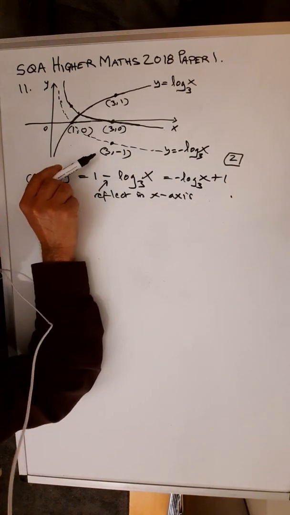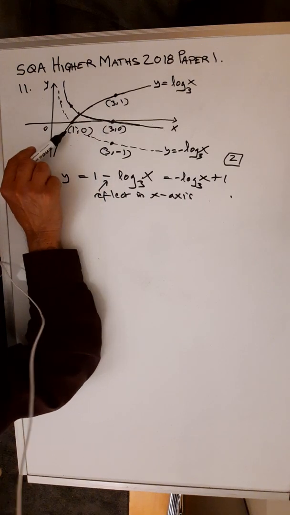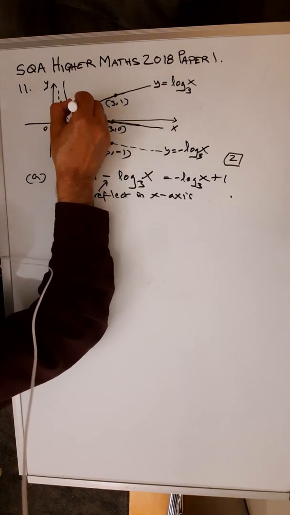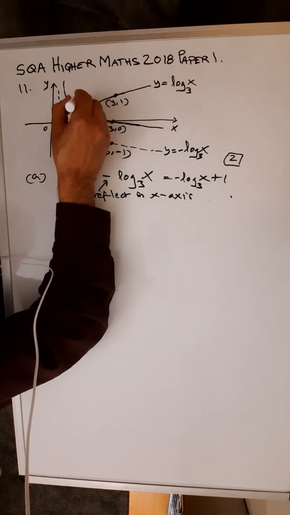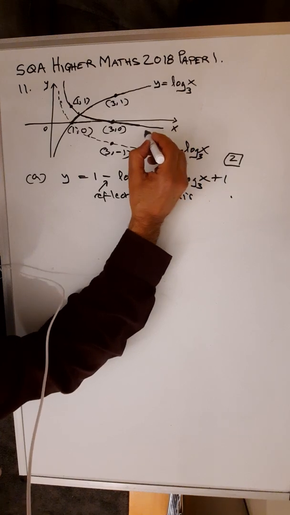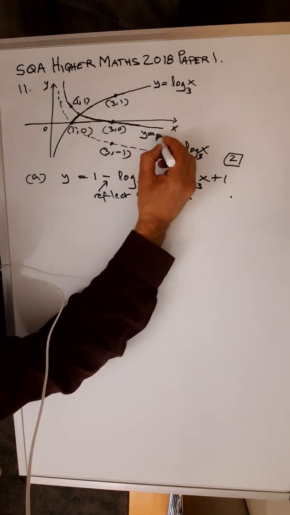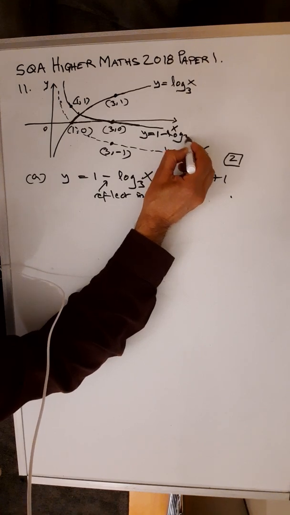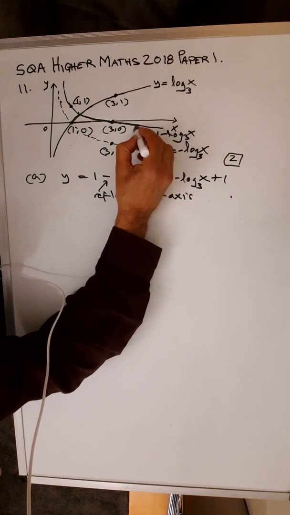So the point 3, minus 1 becomes 3, 0. 1, 0 goes to 1, 1. This is then the curve. This curve here is y is equal to 1 minus log to the base 3 of x. This curve here.